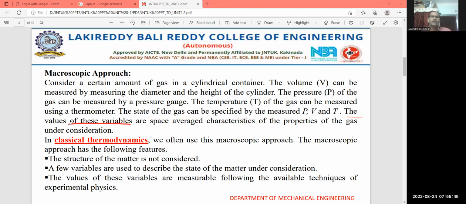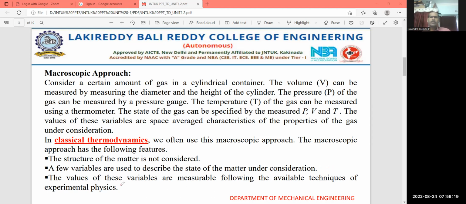The values of these variables are space averages, characteristic of the properties of the gas under consideration. So, you can also call this classical thermodynamics. We often use this macroscopic approach in classical thermodynamics. The macroscopic approach has the following features. One thing is that the structure of matter is not considered in a macroscopic approach. Moreover, few variables are used to describe the state of the matter under consideration.